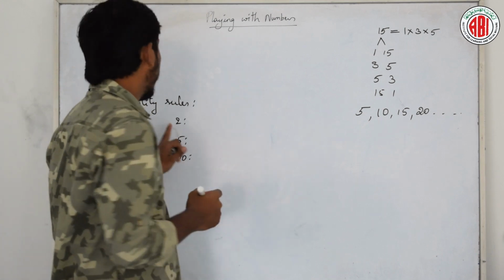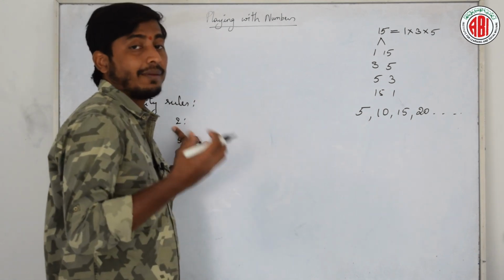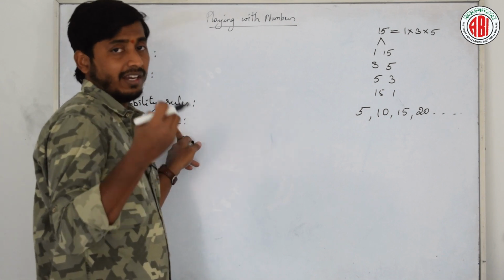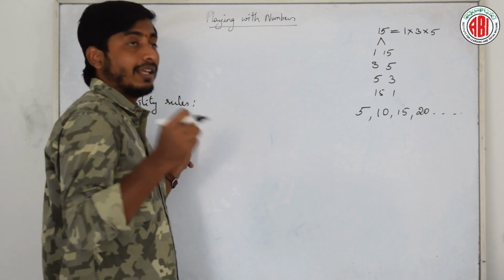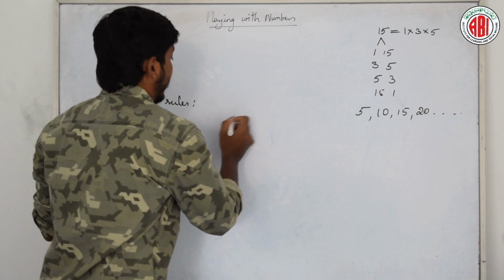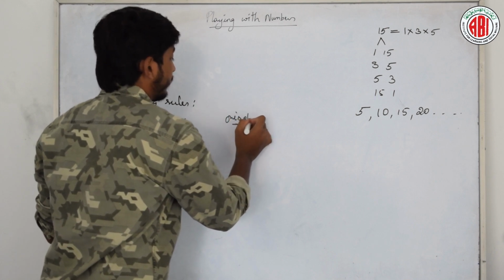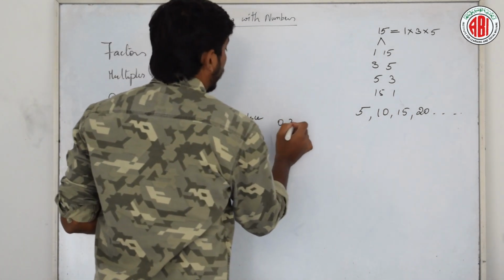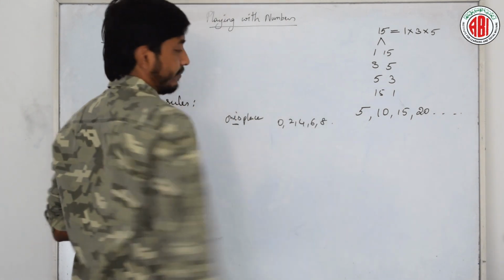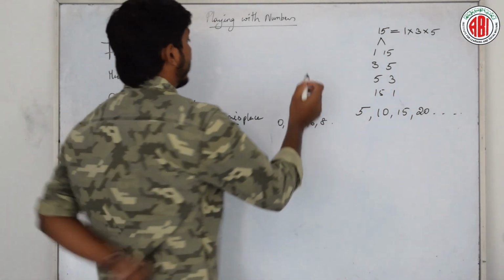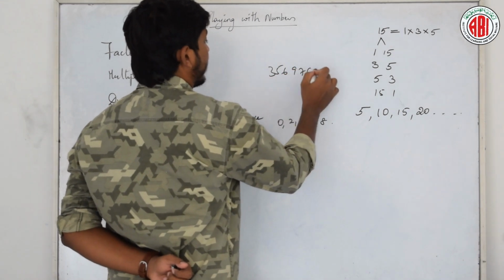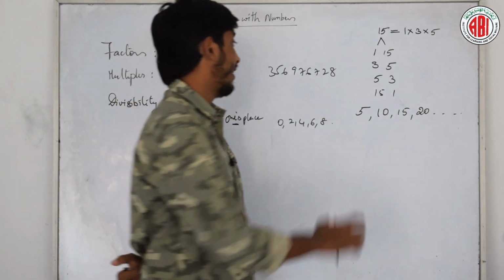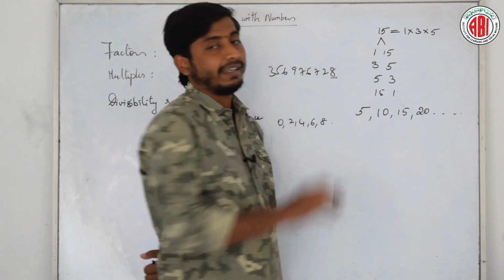See here, how do you identify whether a number is divisible by 2 or not? Tell me. That is, it should be an even number. How do we identify whether a number is even or not? That is, the last digit, that is the ones place. A number in ones place should be 0, 2, 4, 6 and 8. Even if I tell you some number like 3569767 28, tell me whether it is divisible by 2 or not. Yes. Why? Because in ones place we have 8.